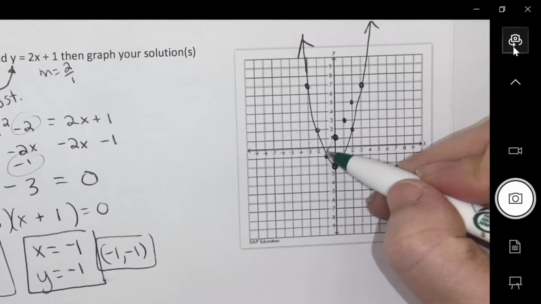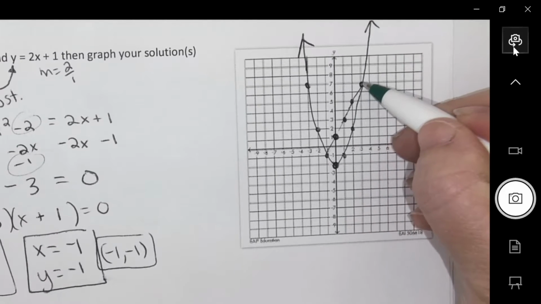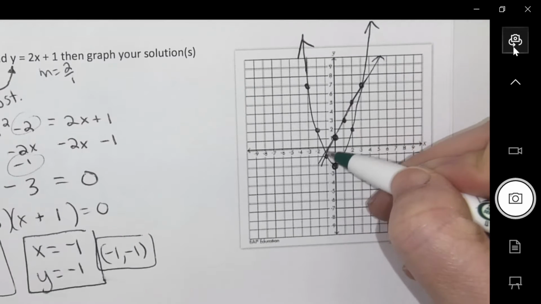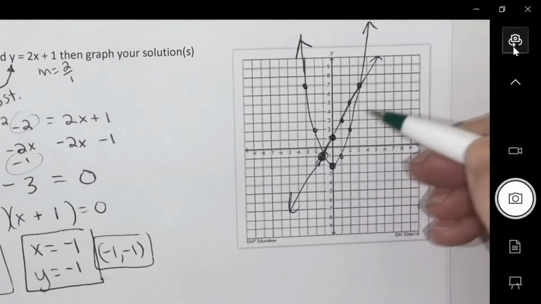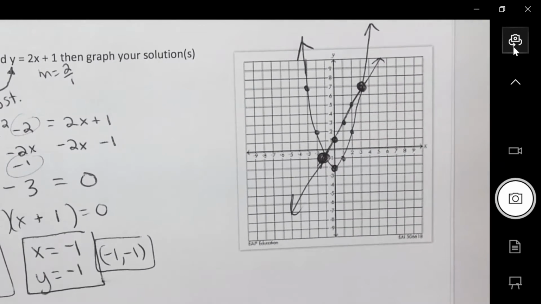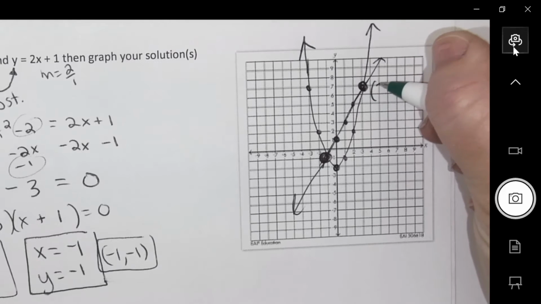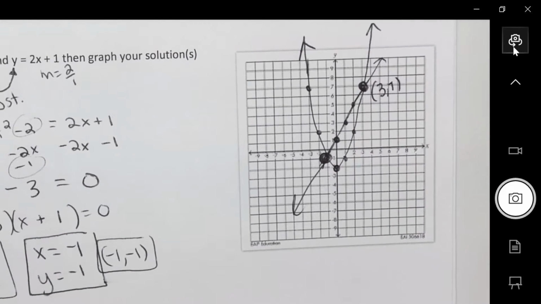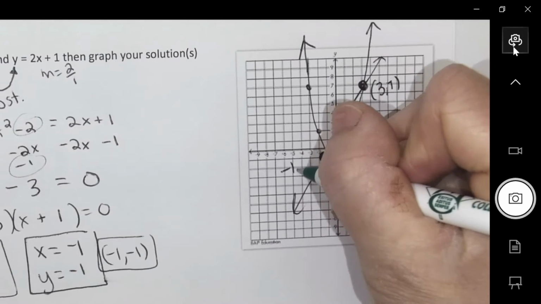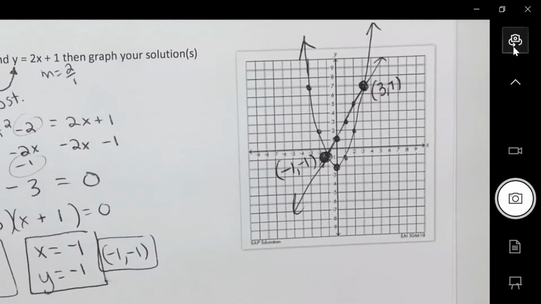Do we hit any intersection points that are looking the same? So, did we hit where we wanted to? (3, 7) is where I wanted to intersect. And I wanted to also intersect at (-1, -1).